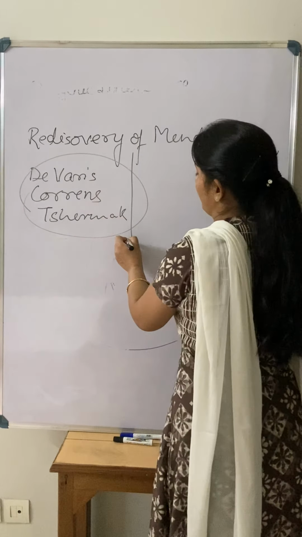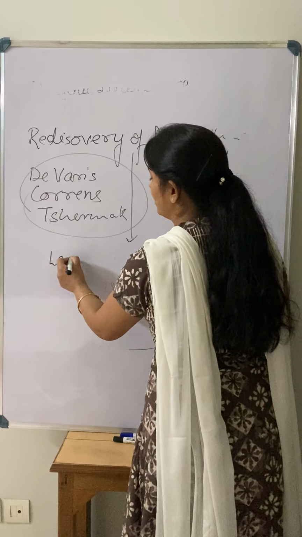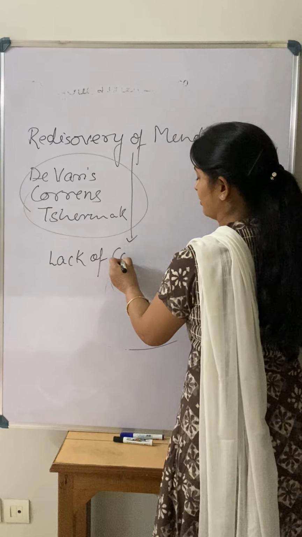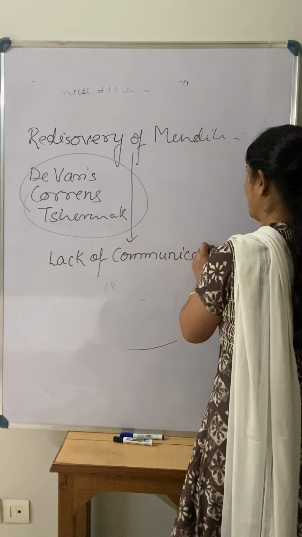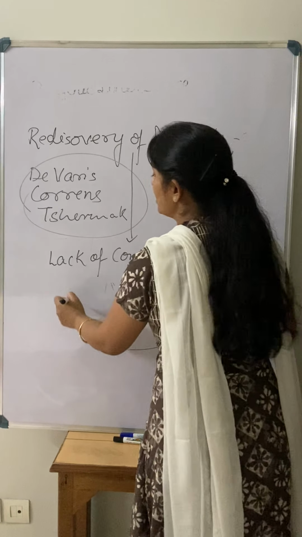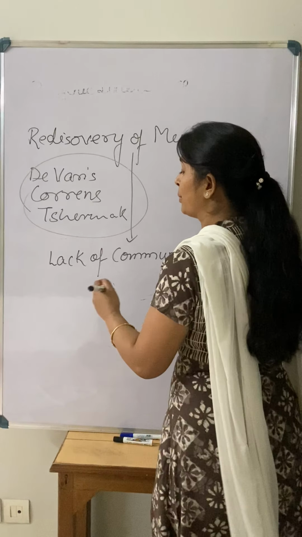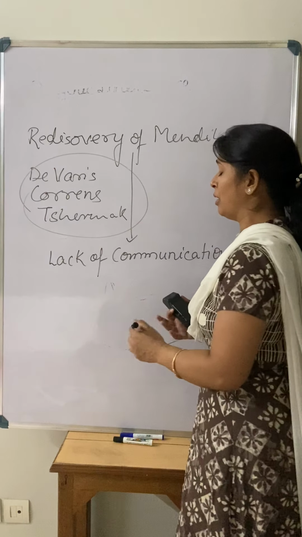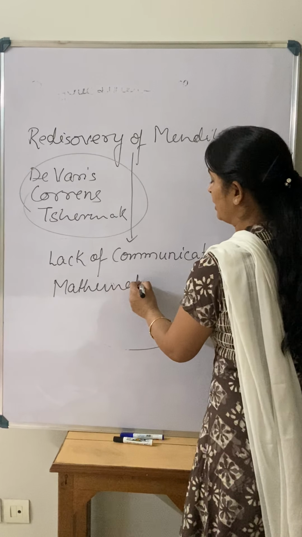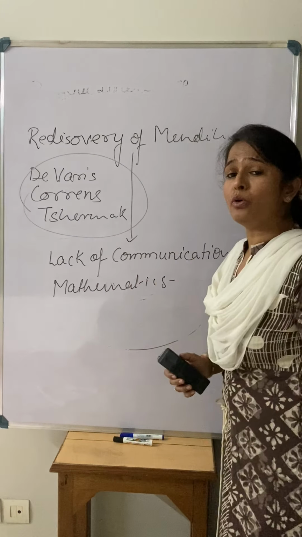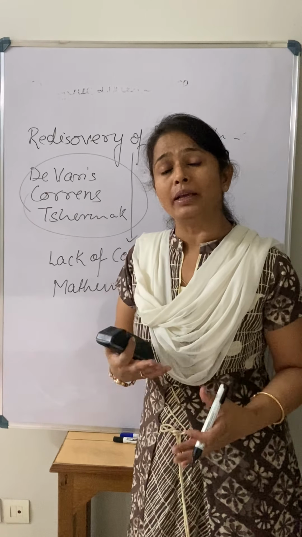So before that, why was it not so accepted? Because there was a lack of communication. And along with that, Mendel proved his law by mathematics. That was also a drawback, because before Mendel nobody had proved any biological theory by mathematics.